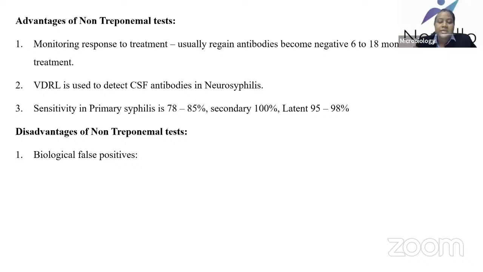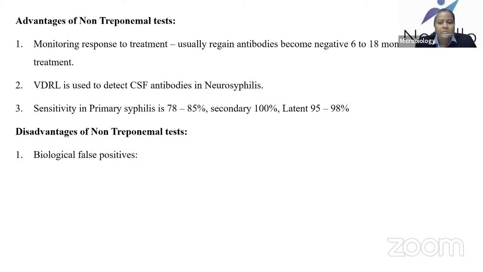Those cases will be considered as biologically false positive results. Biological false positive is nothing but a condition where the patient might have other conditions which give a false positive reaction for the non-treponemal test. That is because the reagent antibodies are raised in the other conditions as well. That's why it gives a biological false positive reaction. The biological false positives can be acute or chronic.